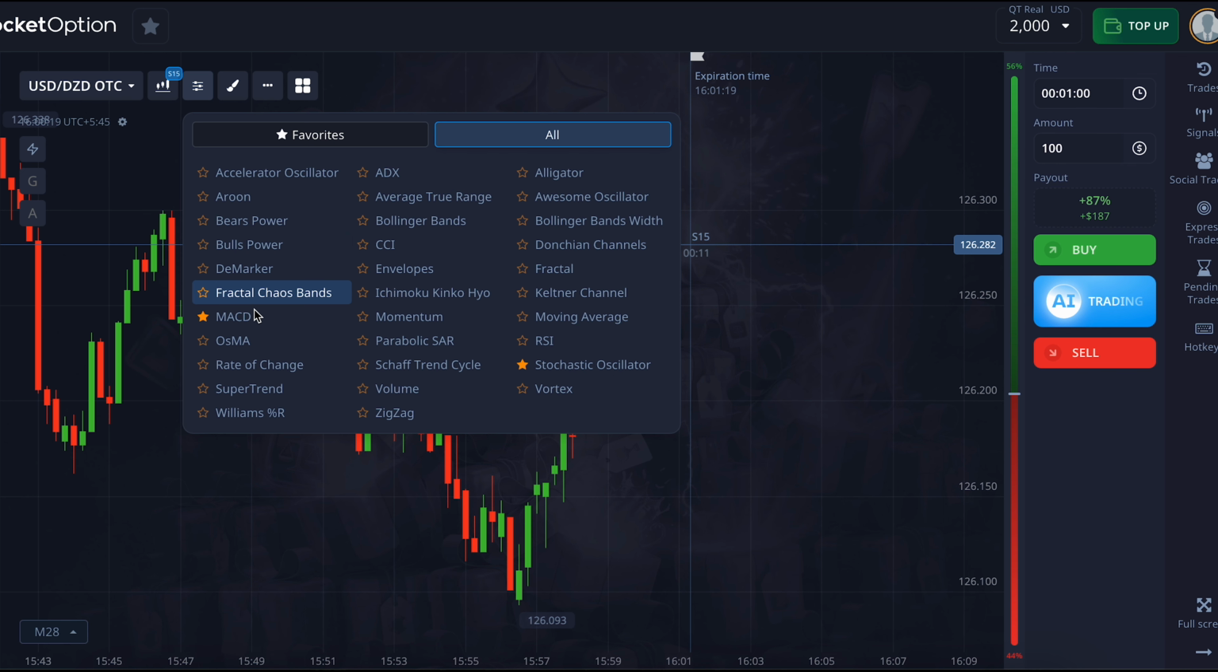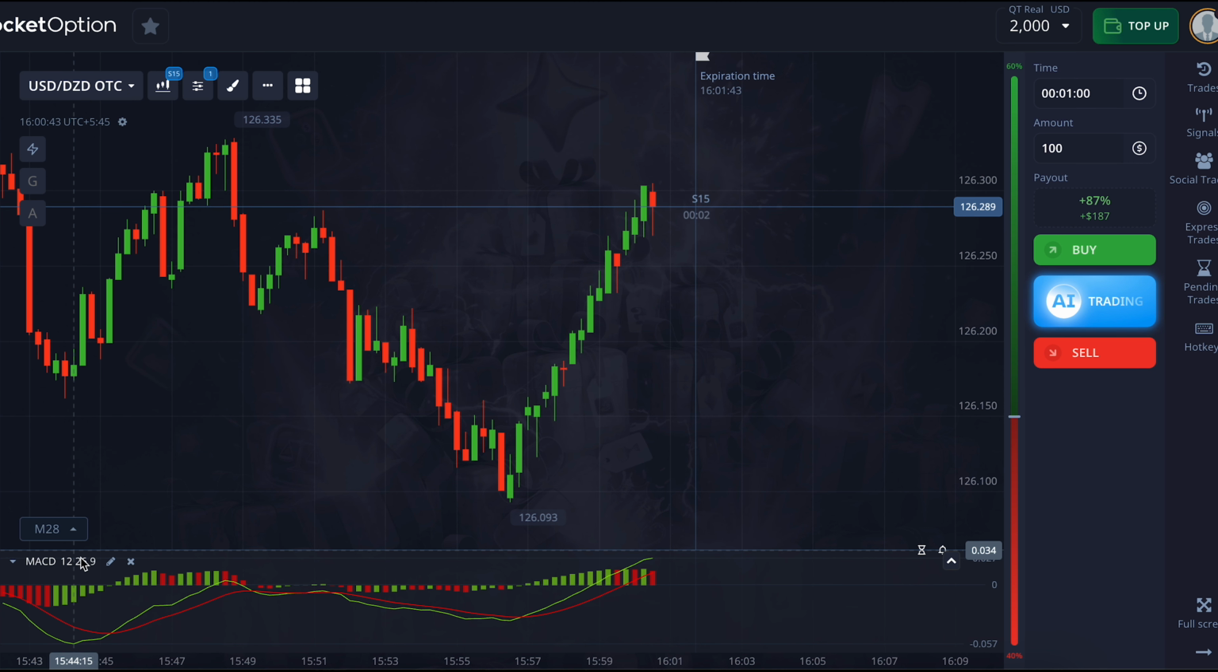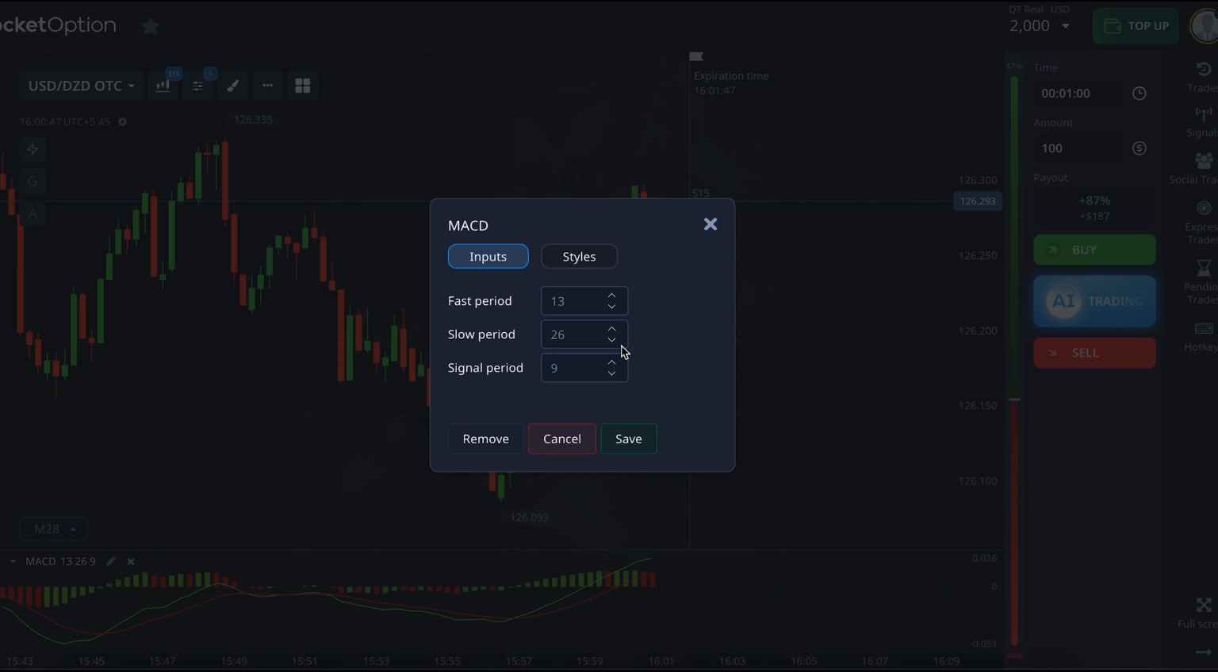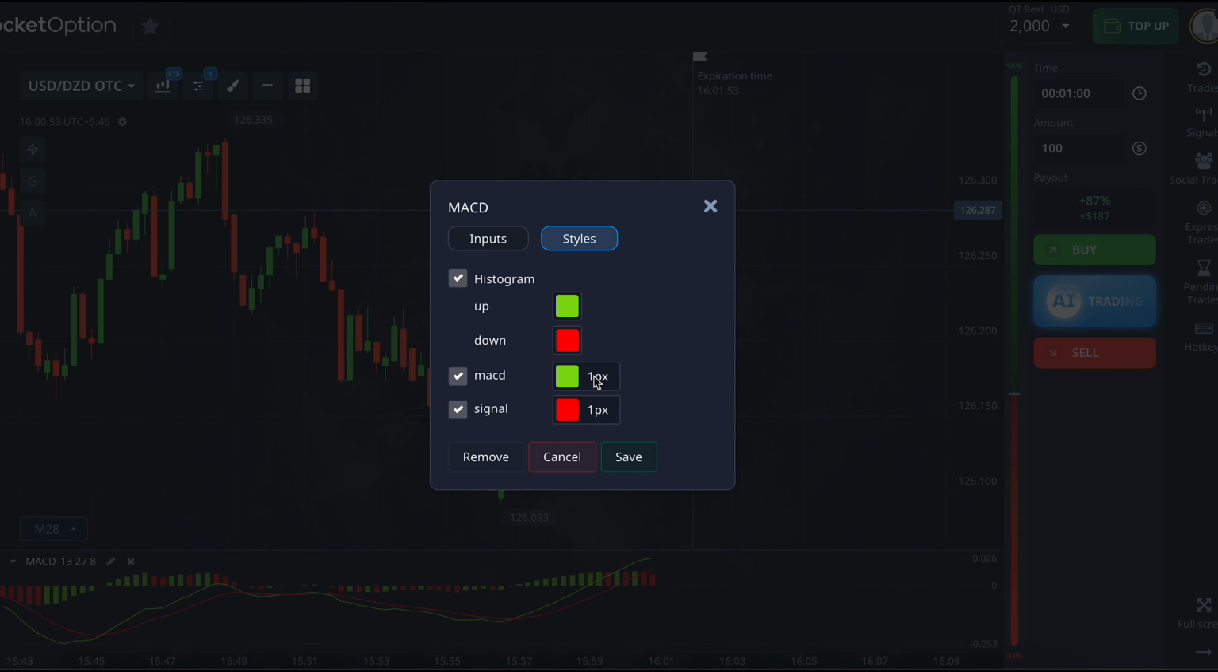The first indicator is MACD, as you can see here. Click on it, and after that let's edit the period. The fast period should be 13 and the slow should be 27 and the signal should be 8, and let's make it 2 pixel. Okay, and let's save it.